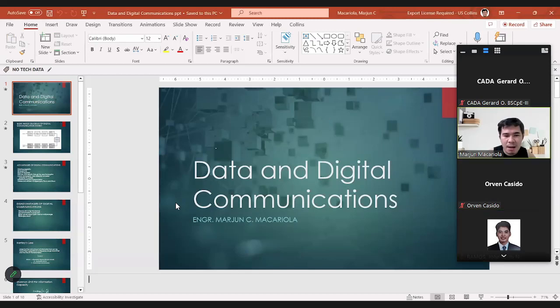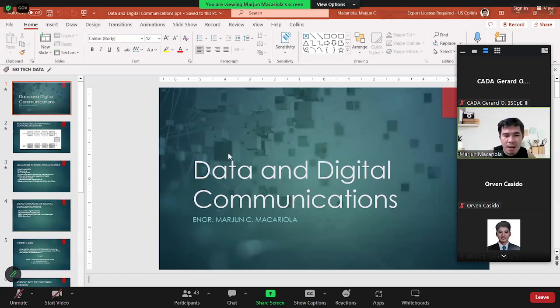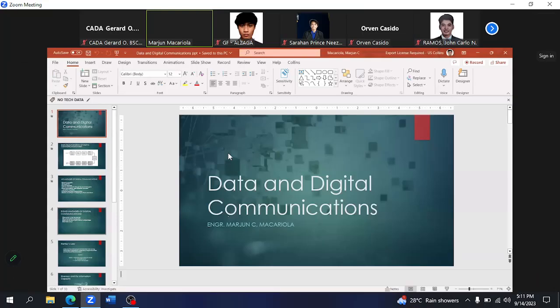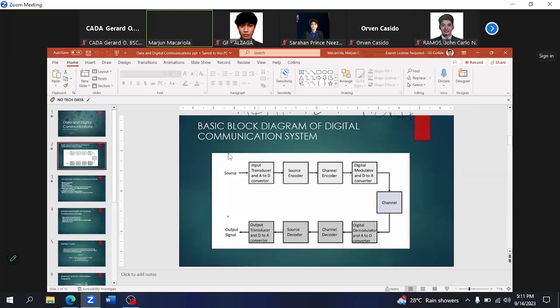transmitter and dito naman ay receiver. Okay, so TX stands for transmitter while RX stands for receiver. Okay, so a block diagram of digital communication system starts with an information source. So there are different types of information source. So it can be an image, a video, or a sound signal. Okay, audio, video, image.